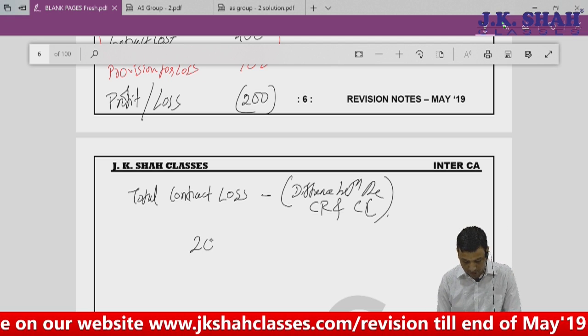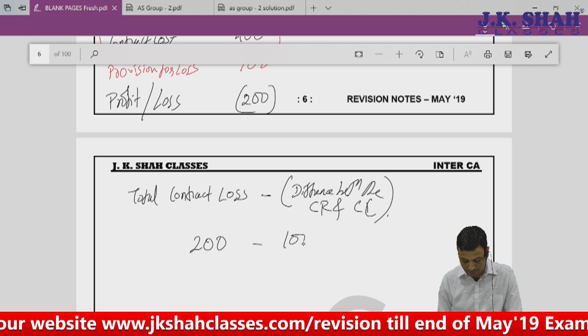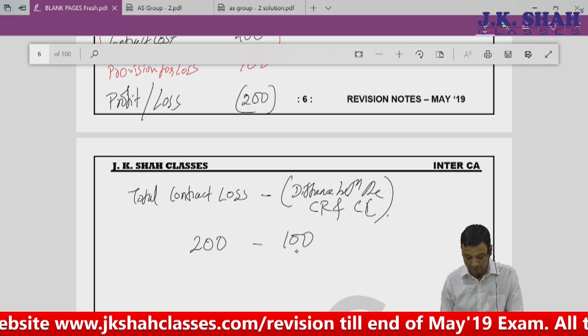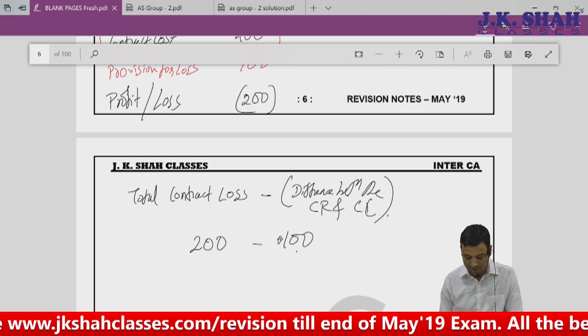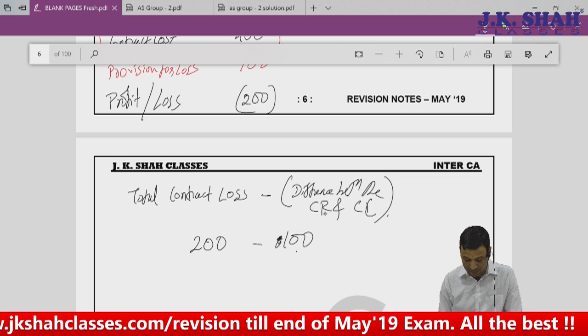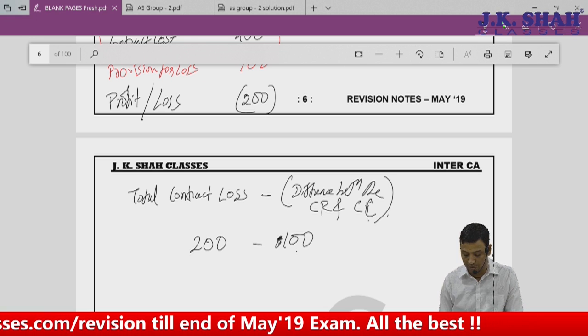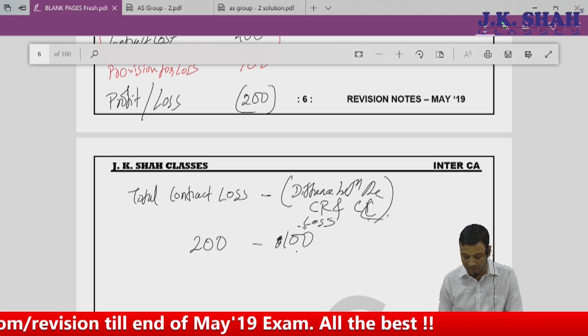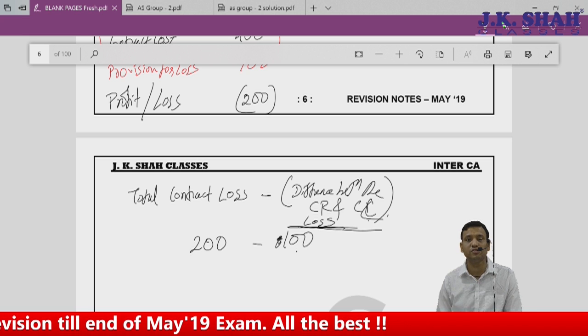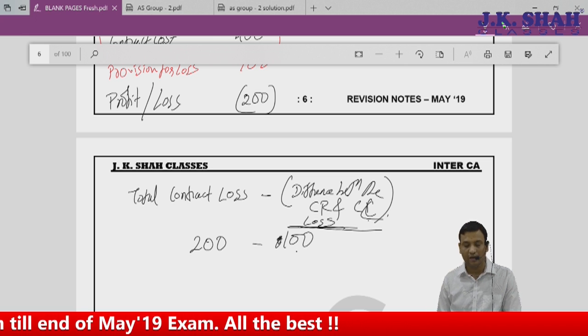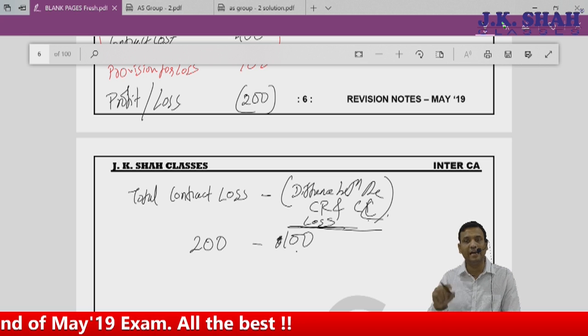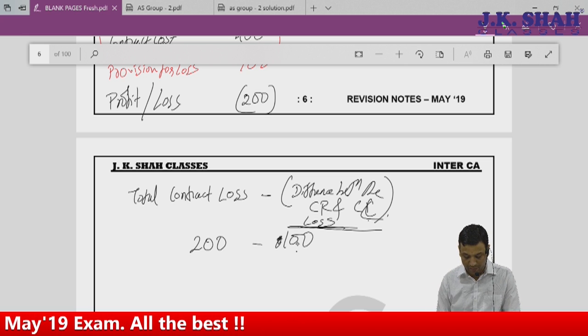Like my total contract loss was 200. The amount which was getting recognized was 100. Of course, loss, don't say minus 100, minus plus, please don't show all these things. This is nothing but the loss getting recognized, the difference between the contract revenue and contract cost, based on percentage of completion. I don't want only that much loss. I want total loss. So 200 minus 100, can I say 100 is my loss?